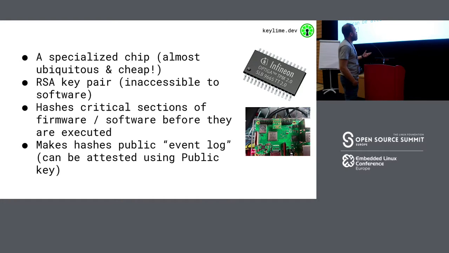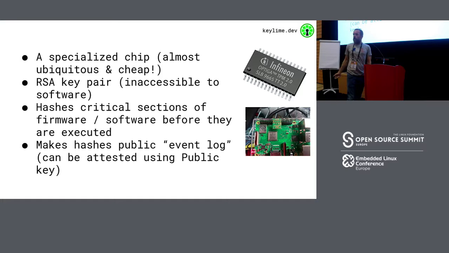The TPM is able to hash critical sections of firmware and software. By hash, we're talking effectively just creating a cryptographic hash to show the state of that particular object. But the extra part that a TPM can do is it can make those hashes public, and it will sign them with the private key, which, remember, is physically inaccessible within the TPM chip itself.